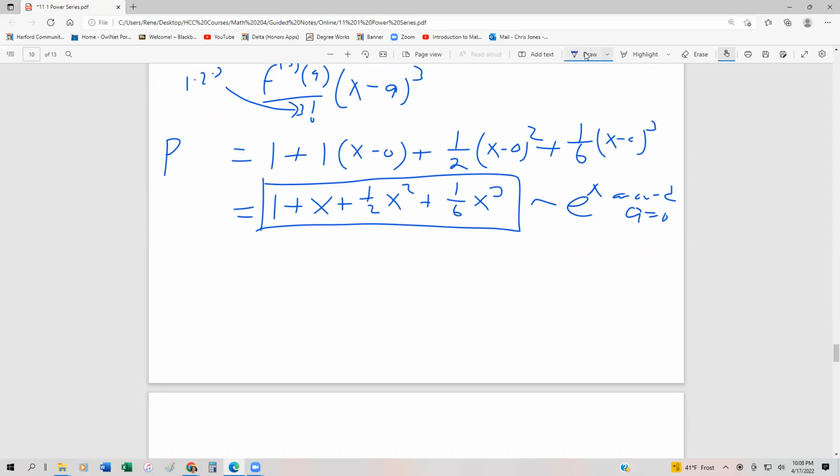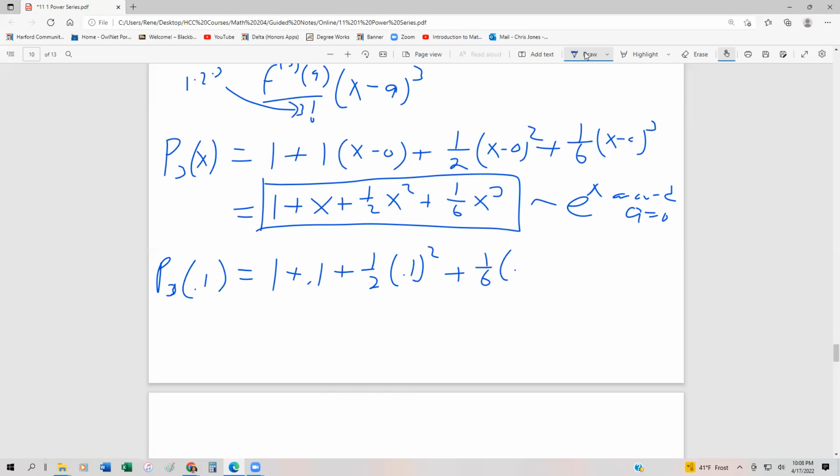I'm going to call this p sub 3 of x. Okay, so p sub 3 at 0.1 is going to be equal to 1 plus 0.1 plus a half of 0.1 squared plus a sixth of 0.1 cubed. All right, so let's approximate that, and that's going to give us the answer to part I.